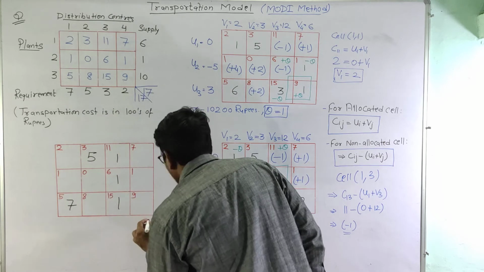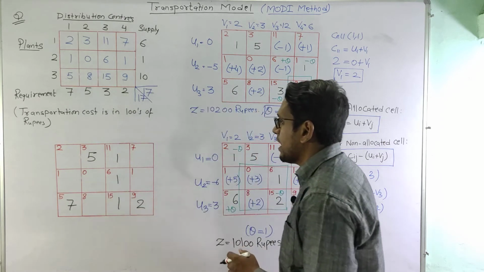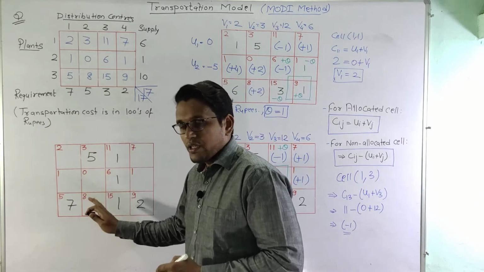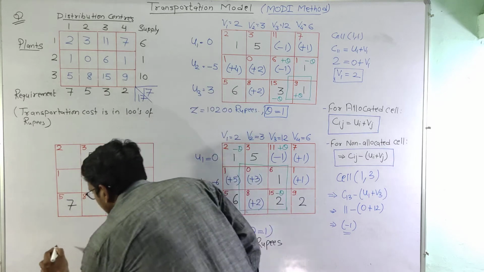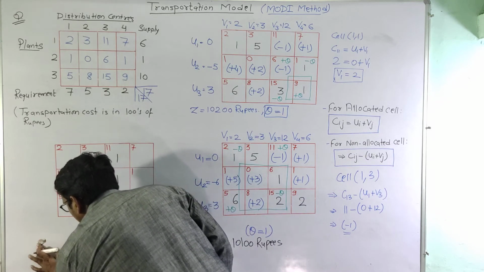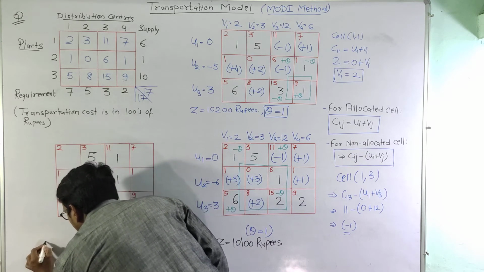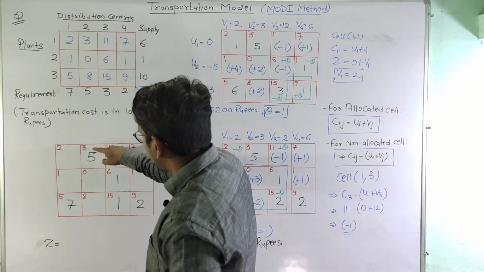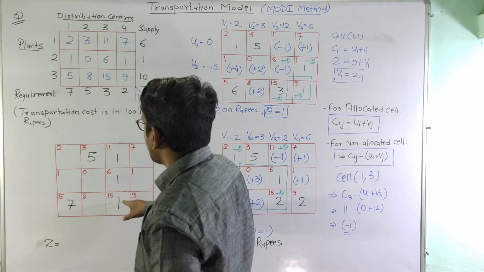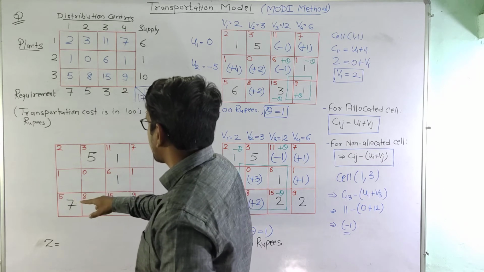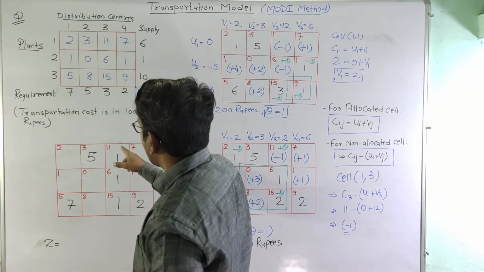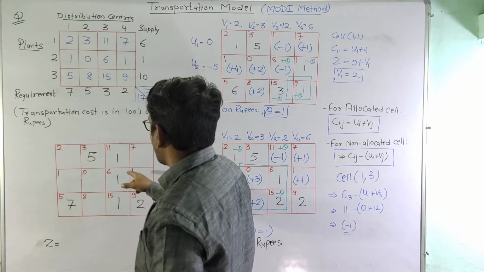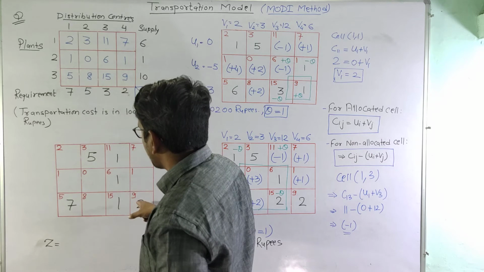1 and 2 will remain as they are. Now this is our improved solution, and we will again calculate the value of z for this. So let us calculate the value of z here. Z will be 15 plus 15, 30, 30 plus 35, 65, 65 plus 76, plus 6, 82 plus 1800.